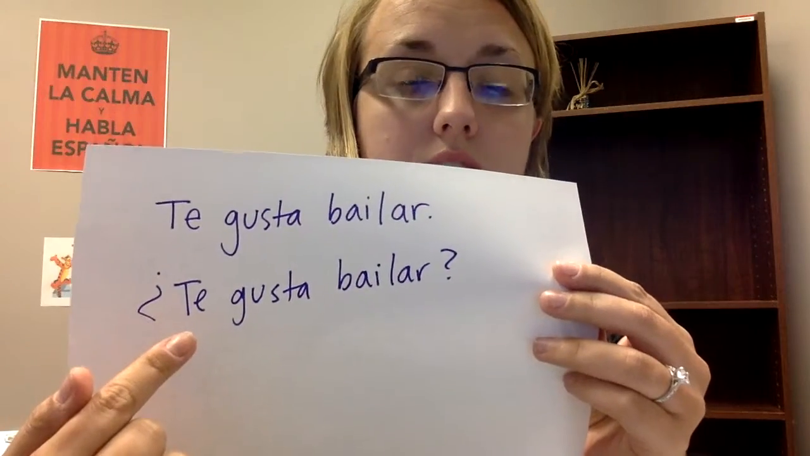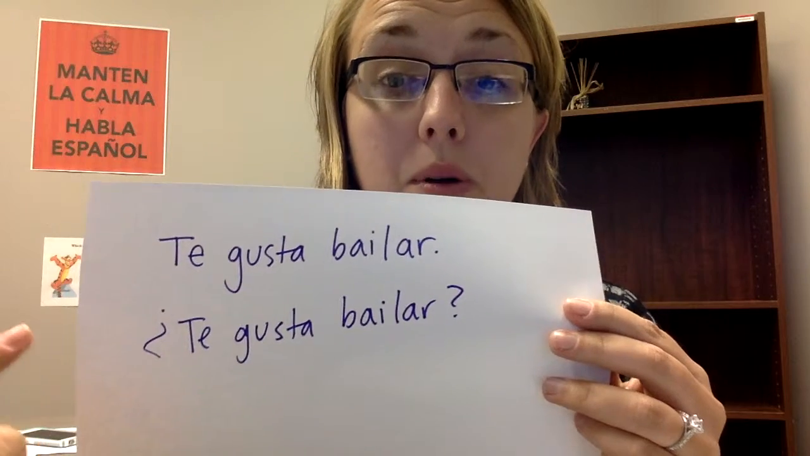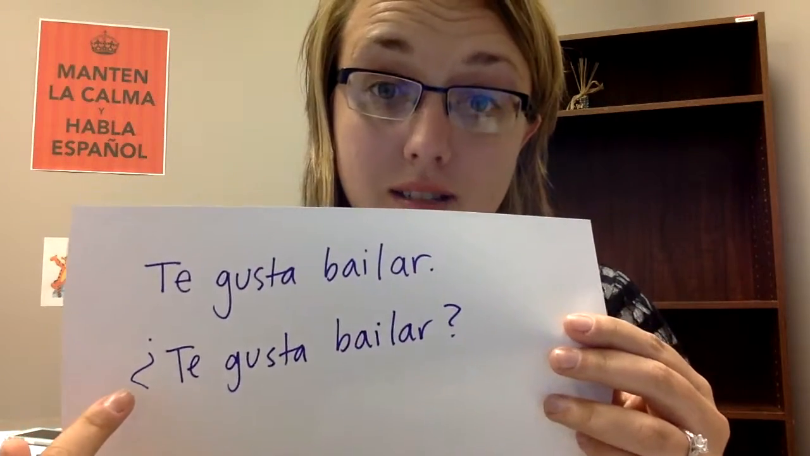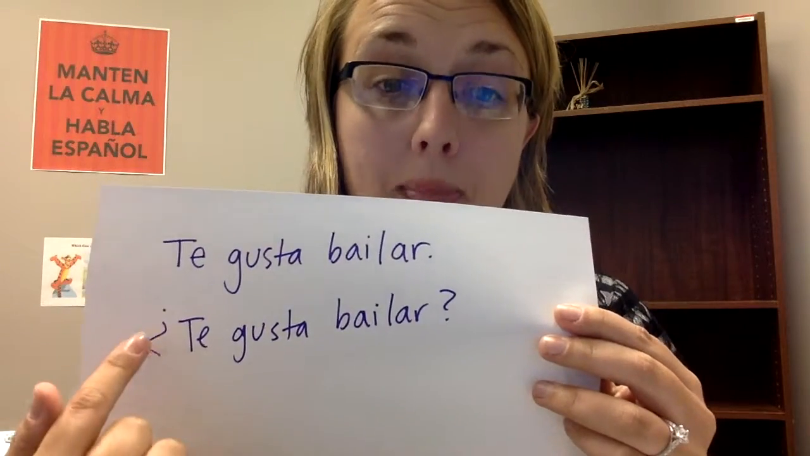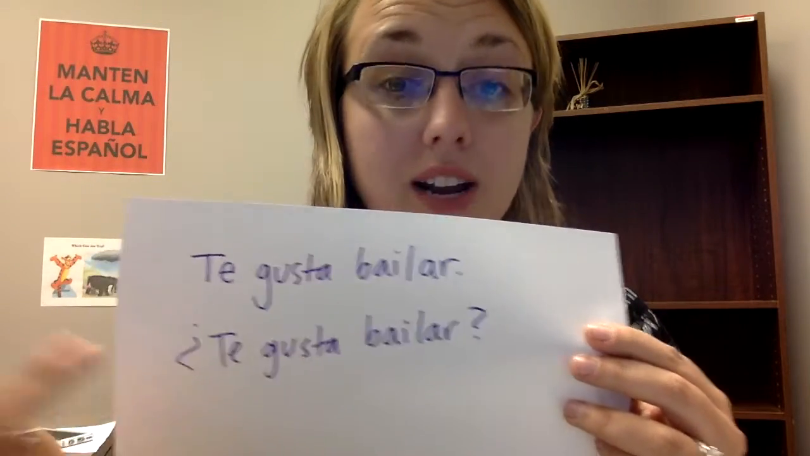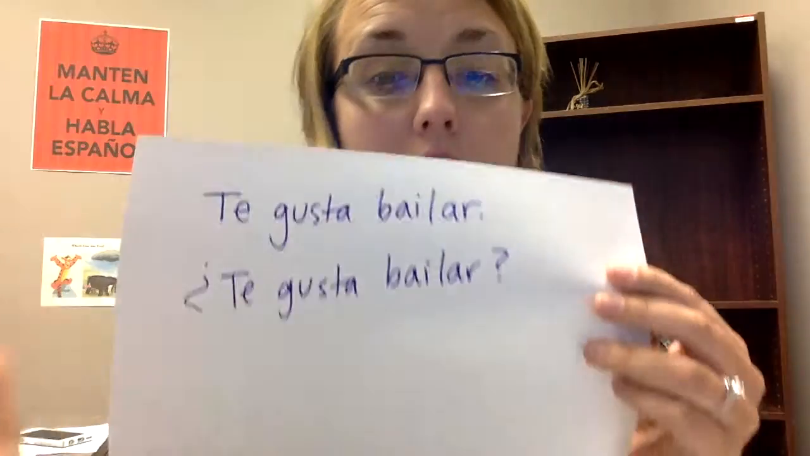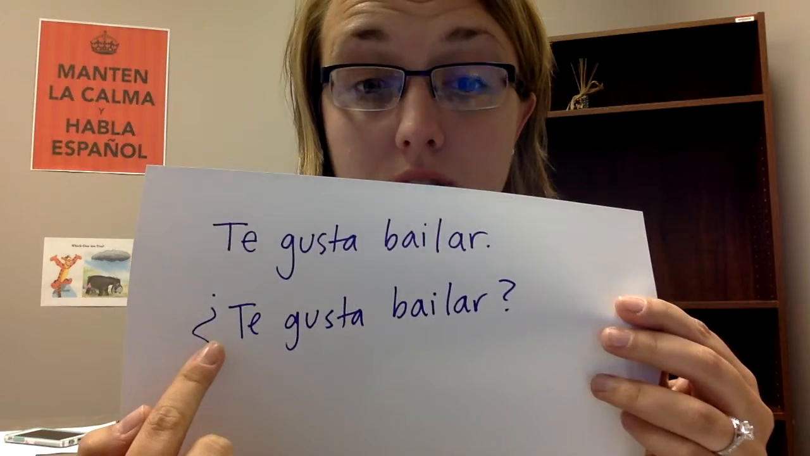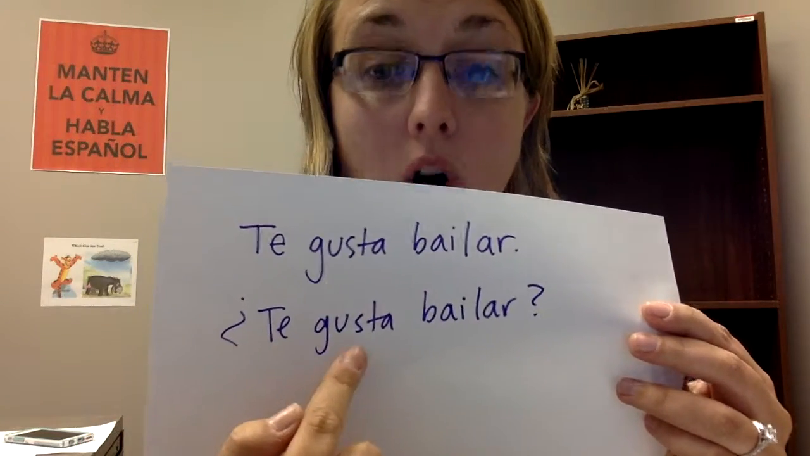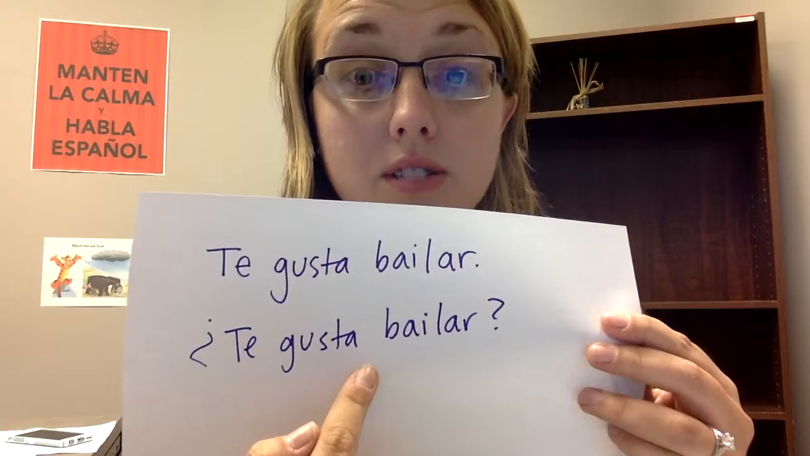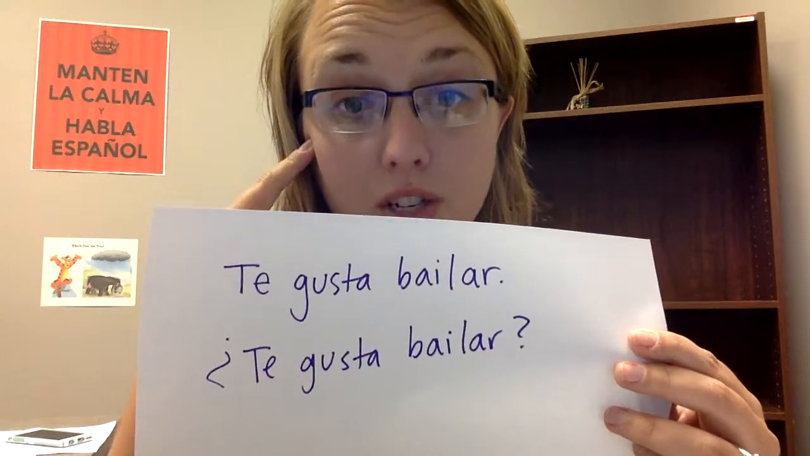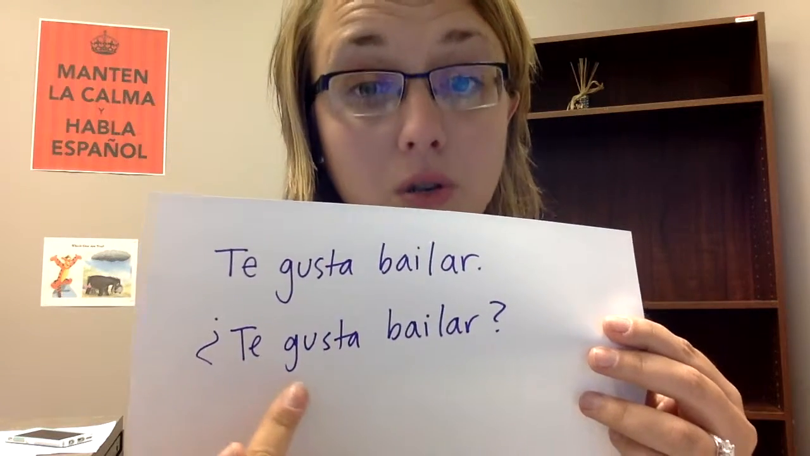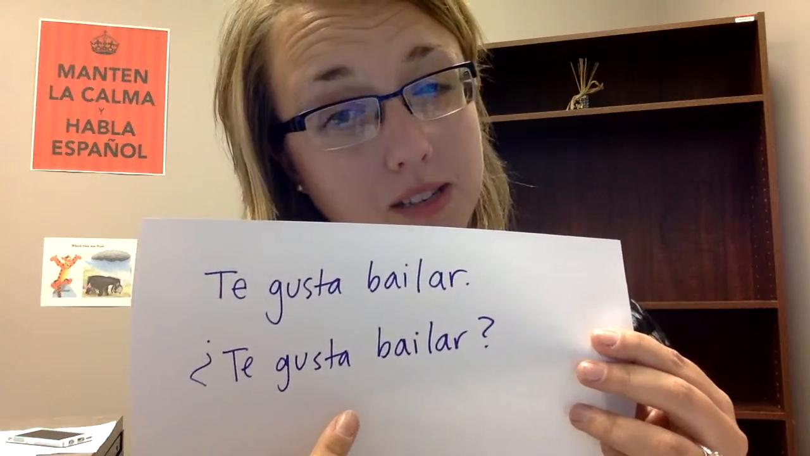But then this second sentence, the words are exactly the same, but the punctuation is different. And this is a question that's asking, do you like to dance? So you see the difference here. The question marks tell me that it's a question and that I need to read it in my head as a question. Because if I start the beginning of this sentence and I try to just read it like a regular statement, "te gusta bailar," oh, that wasn't a regular sentence. I need to read that in my head as a question. It's not you like to dance. I need to read that as do you like to dance? I hope this is making sense.